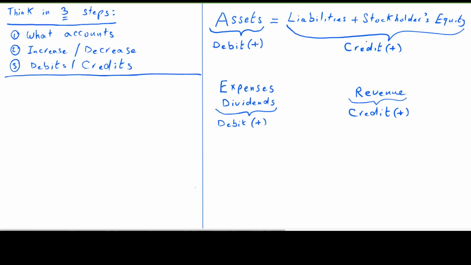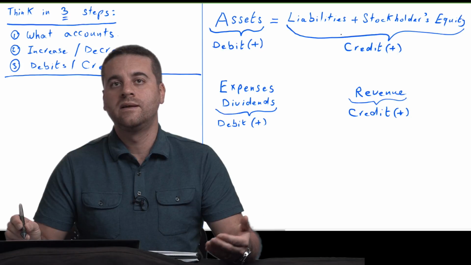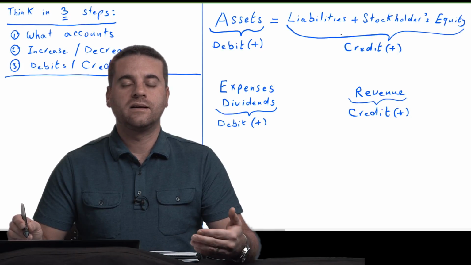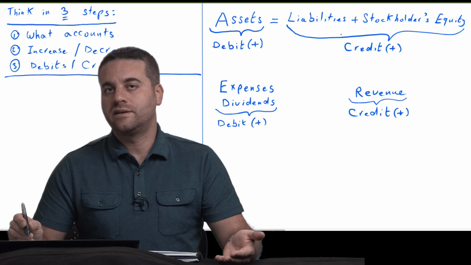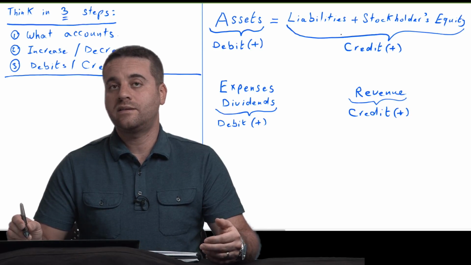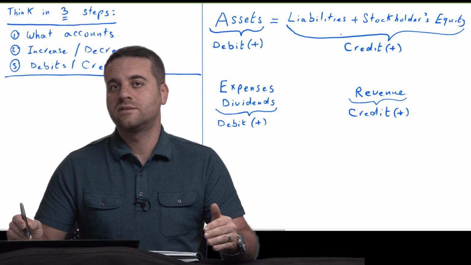The other side of the equation, liabilities as well as the stockholders' equity, those will increase with a credit. Any account that falls under either liabilities or stockholders' equity, like accounts payable, notes payable, common stock, retained earnings, all those will increase with a credit. That means they decrease with a debit.